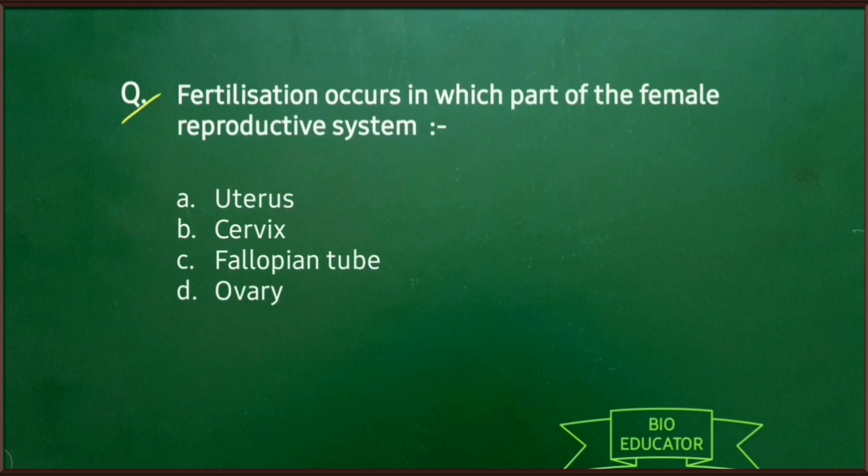Next question. Fertilization occurs in which part of female reproductive system? We know that the fertilization occurs most commonly in the ampulla part of the fallopian tube. So C is the right answer.